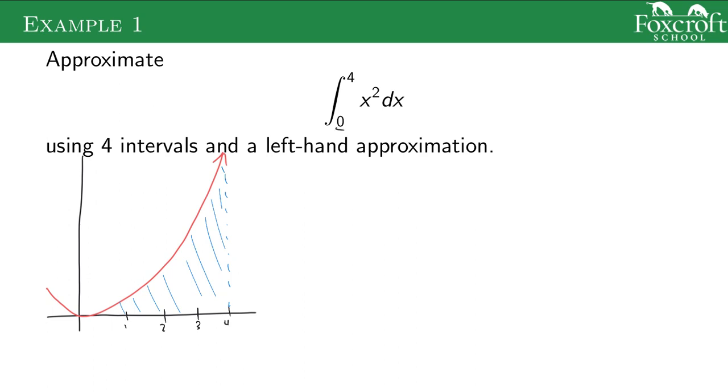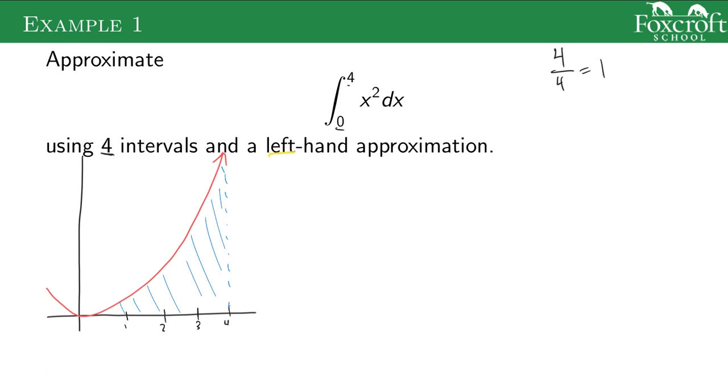So if we're going from 0 to 4, we're trying to cover a distance of 4, and we're breaking it up into 4 even intervals. So each rectangle has a width of 1. And then the next thing is, now I know my widths, and I'm doing a left-hand approximation.